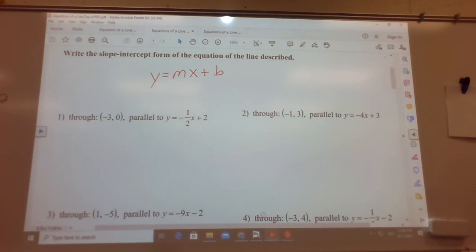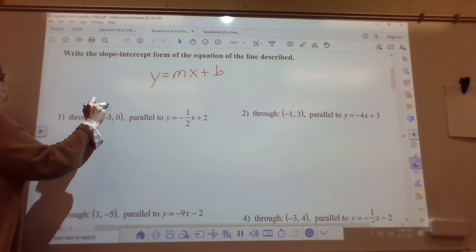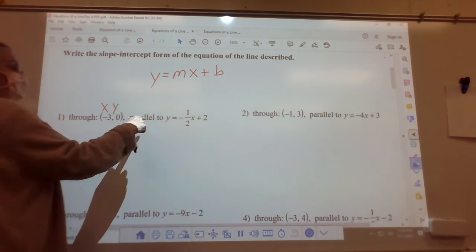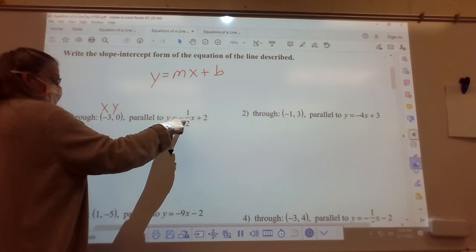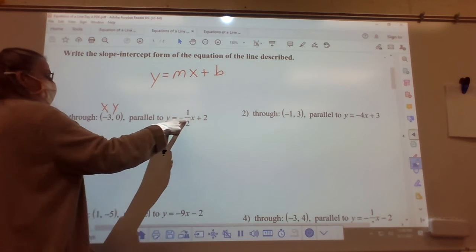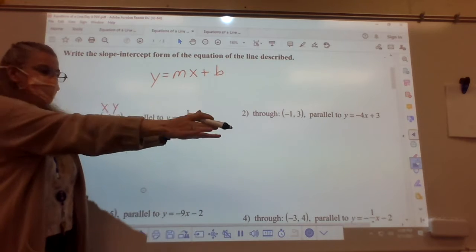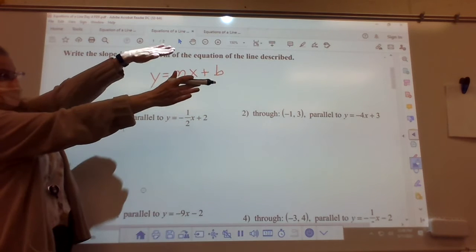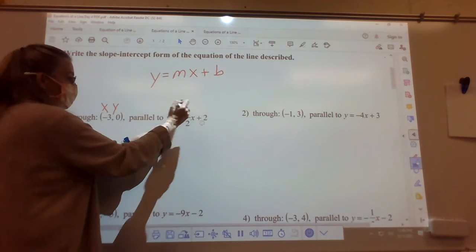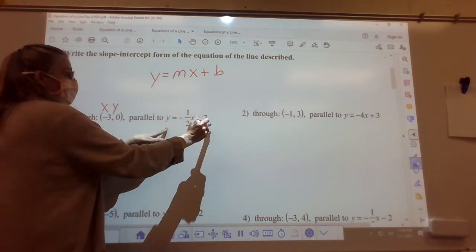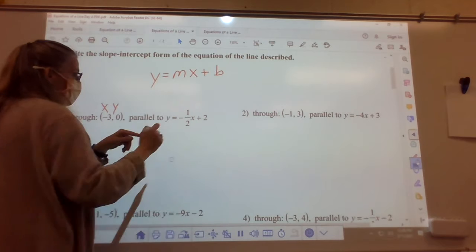Now this is very, very similar to yesterday. I have a point, same as I had a point yesterday. So I know this is x, I know this is y, because I have a point. What makes it different than yesterday is yesterday I just said slope equals this. Today I'm saying that I want a line parallel to y equals -1/2 x plus 2. Now things that are parallel use the same slope. They're going the same way. So if I can figure out the slope to this, and I want it parallel, it's going to use the exact same slope. So what is the slope in y equals -1/2 x plus 2?